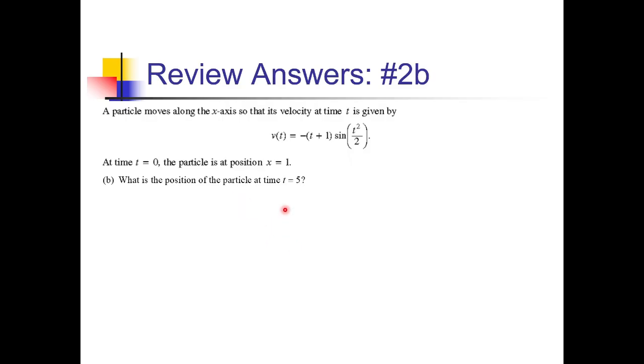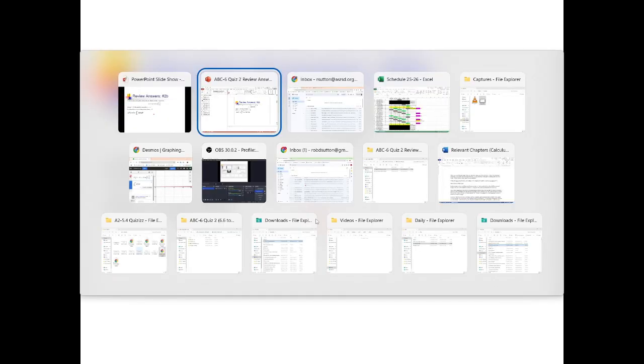For part B of this problem, they want the position of the particle at time 5. Since we know the position at time 0, we can just take that initial position, 1, and add to that the total change in position between times 0 and 5. So that means we're just going to add the integral from 0 to 5 of this velocity function. And let's go ahead and do that on Desmos.